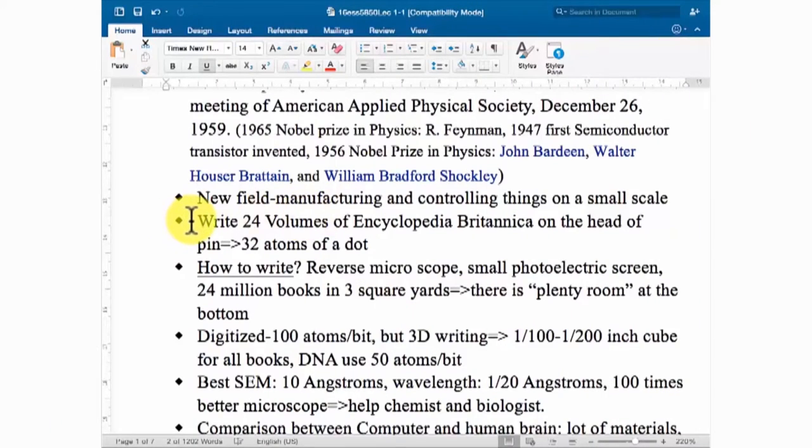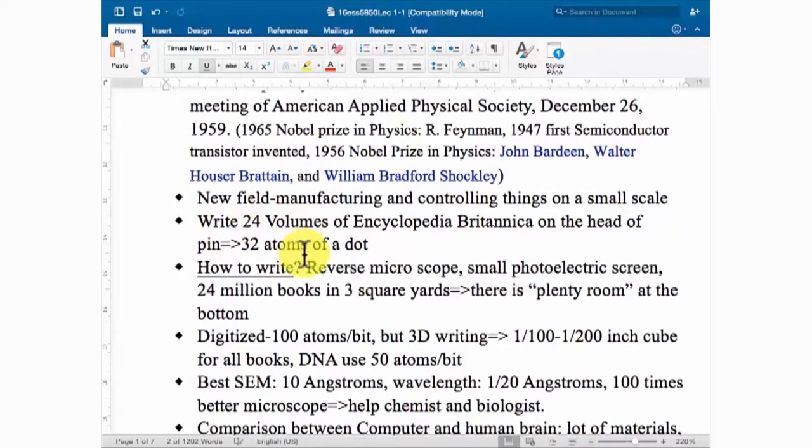So you can consider that if this way is possible, maybe it can revolutionize a new era for information storage. He gave an example: if we want to write all 24 volumes of the Encyclopedia Britannica on the head of a pin. Because if you see the encyclopedia, it takes 24 volumes. It occupies almost a whole table of this lecture room. So it's a lot of information.